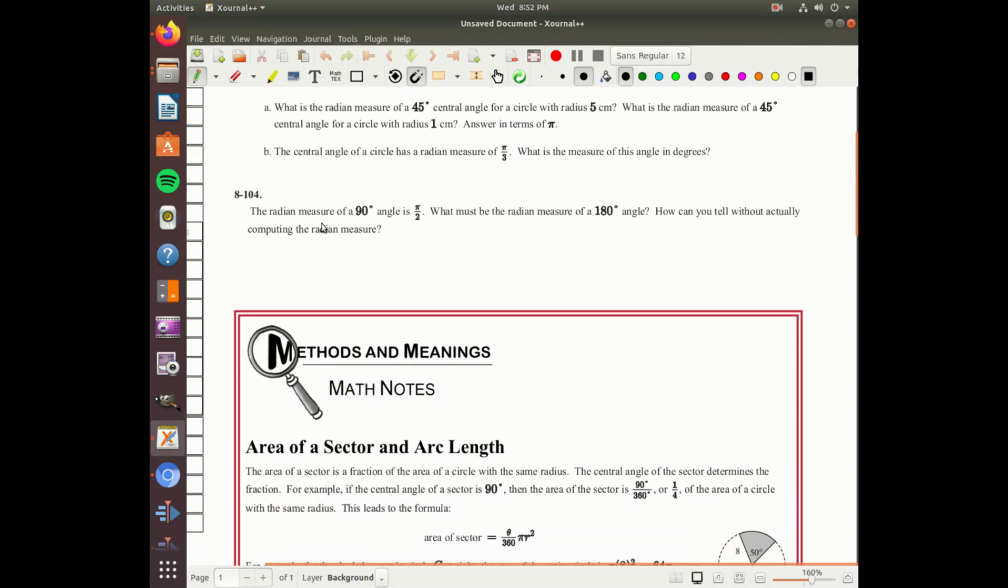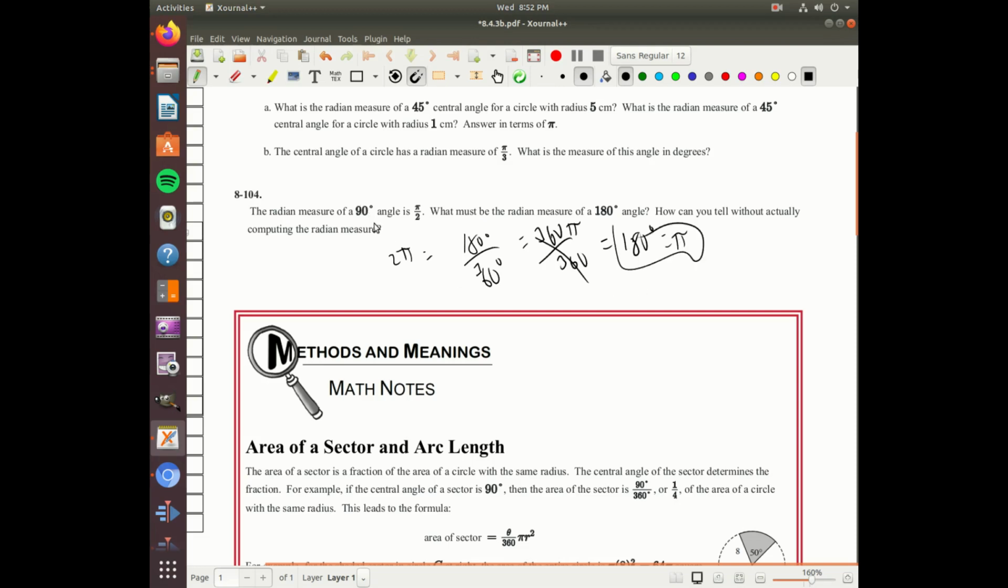All right, so the radian measure of 90 degrees is pi over 2. What is the radian measure for 100 degrees? A lot is going on with this problem, but essentially what they're saying is this: 180 degrees over 360, and we know we're going to have 2 pi, so we get 360 pi over 360. So it looks like 180 degrees is going to equal pi.